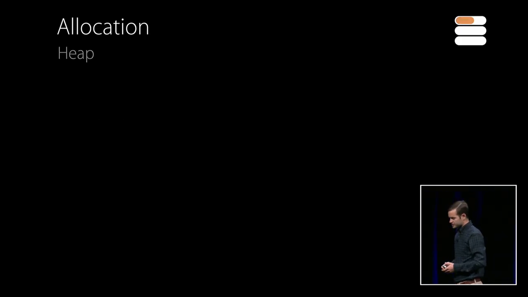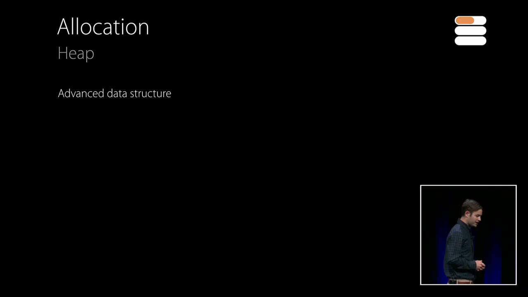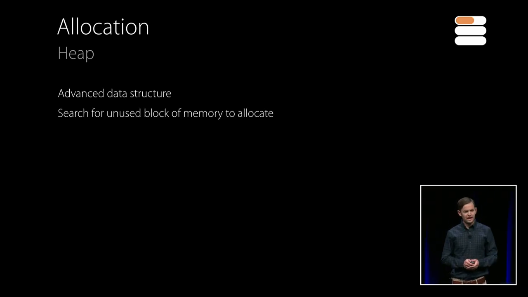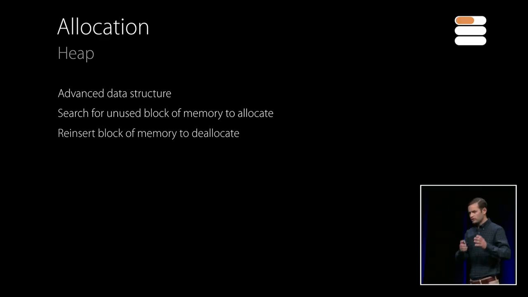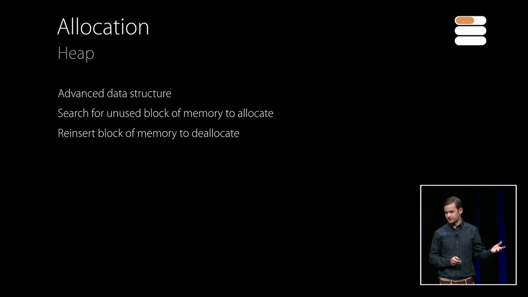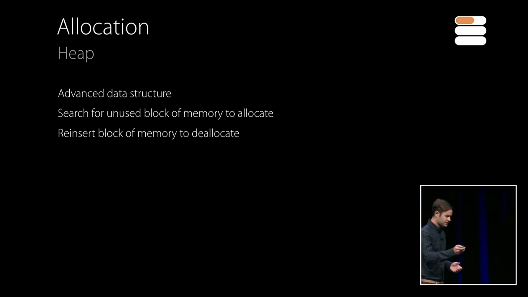So this is in contrast to the heap, which is more dynamic but less efficient than the stack. The heap lets you do things the stack can't, like allocate memory with a dynamic lifetime. But that requires a more advanced data structure. So if you're going to allocate memory on the heap, you actually have to search the heap data structure to find an unused block of the appropriate size. And then when you're done with it, to deallocate it, you have to reinsert that block of memory back into the appropriate position. So clearly, there's more involved here than just assigning an integer like we had with the stack. But these aren't even necessarily the main costs involved with heap allocation.